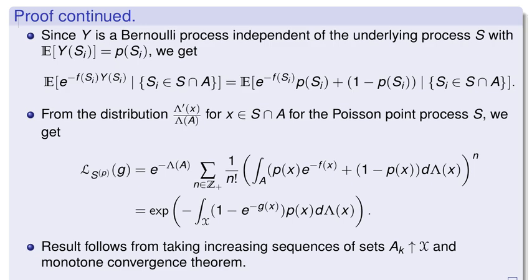The result for a general non-negative f over the whole space follows by taking an increasing sequence of sets A_k converging to 𝒳 and using the monotone convergence theorem. This is the Laplace functional of a Poisson process with intensity measure p(x) dλ(x). This concludes our lecture on superposition and thinning properties of Poisson point processes.